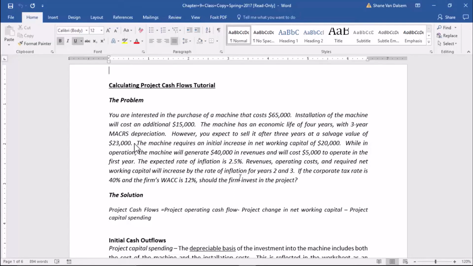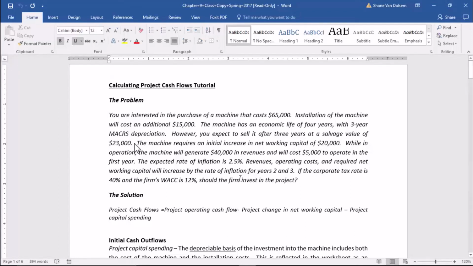The expected rate of inflation is 2.5%. Revenues, operating cost, and the required net working capital will increase by the rate of inflation for years 2 and 3. So year 1 is $40,000 in revenues, $5,000 in costs, $20,000 in net working capital. We're going to increase those by 2.5% in years 2 and 3. If the corporate tax rate is 40% and the firm's weighted average cost of capital is 12%, should the firm invest in the project? So that's our problem.